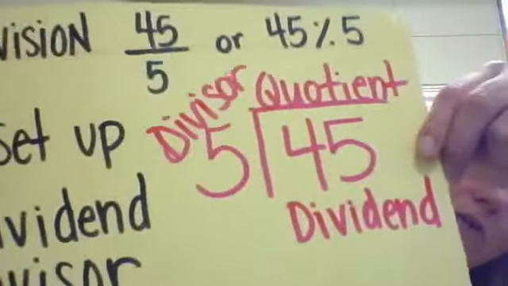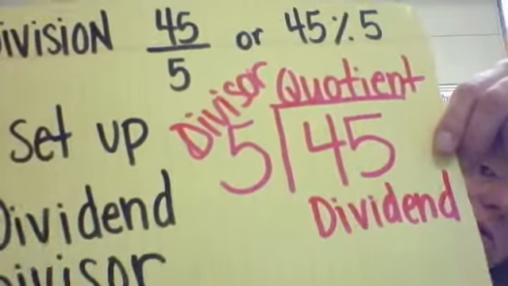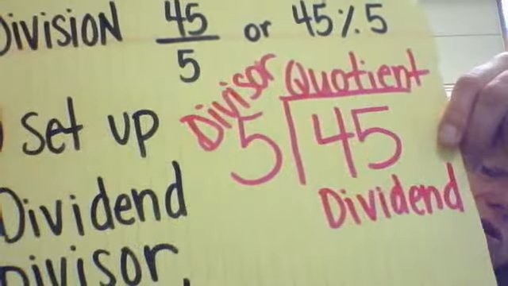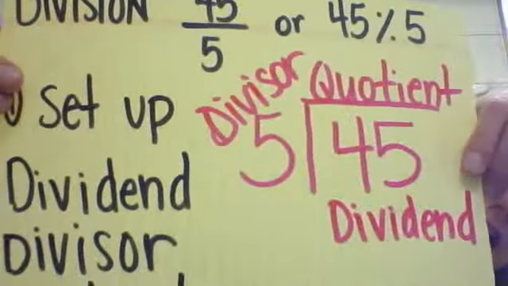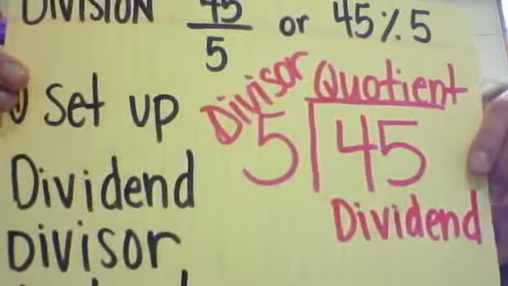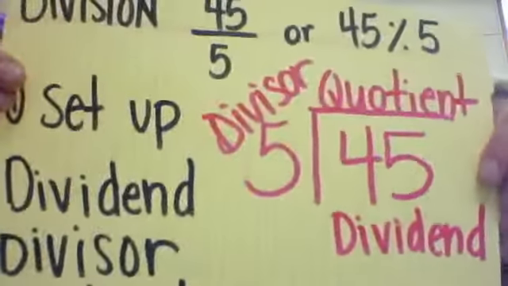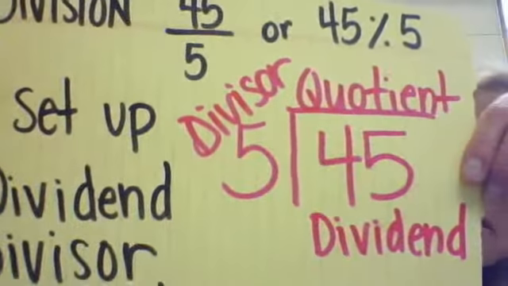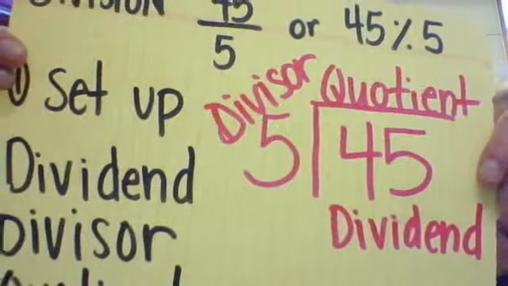Okay, so these are the vocabulary words in division that you really need to get used to. When I say quotient, you should know that I'm looking for the answer. If I ask you what the divisor is, that means how many people, that's what I like to think, are splitting or dividing up that larger number, that dividend.